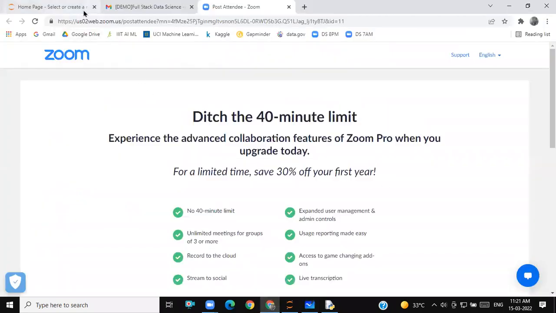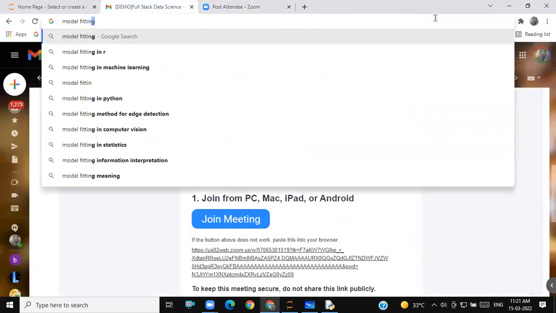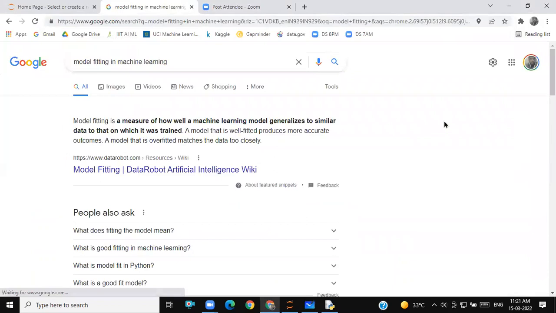We can also call it by different names. For example, what is the meaning of model fitting, guys? Model fitting is where the machine is going to learn. Can you see here? Model fitting is a measure of how well a machine learning model generalizes to similar data to that on which it has been trained. So some kind of training gets done. All these terminologies are completely new to you. A model that is well fitted produces more accurate outcomes. A model that has been overfitted matches the data too closely. We'll see what overfitting is and what well fitted is, etc.